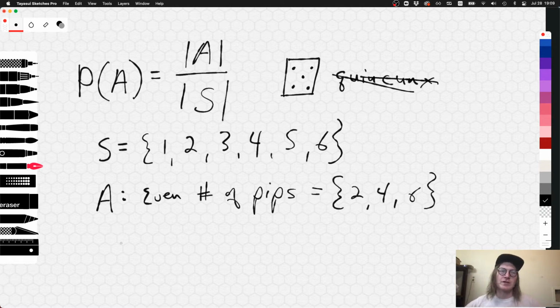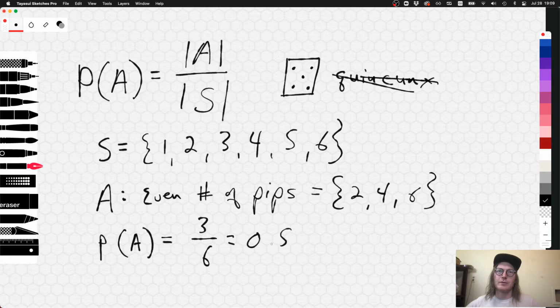And we can very easily see that the probability of having a die roll where you have an even number of pips, this probability of A, is going to be the cardinality of A, which is 3, over the cardinality of S, which is 6, or 0.5, right? A probability of 0.5. Note that you can't have a probability greater than 1, at least for our purposes. In the strict sense, probability does not exceed 1.